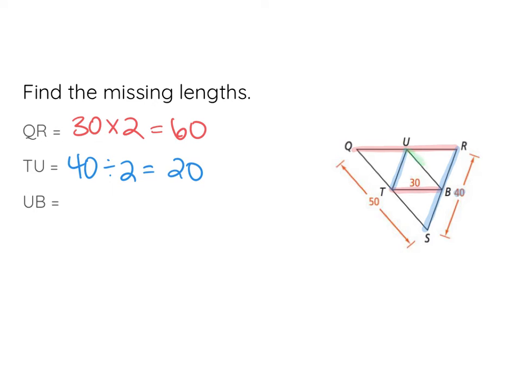Okay, UB, same thing. So here's the side that it's parallel to. I know that this is 50. So I'm just going to take 50 divided by 2. And I get 25. So anytime you know the side, you're going to divide by 2. Anytime you know the midsegment, you're going to multiply by 2. And that's as straightforward as it gets.